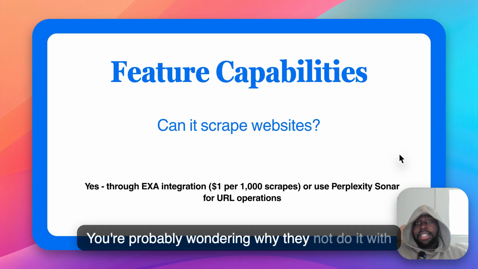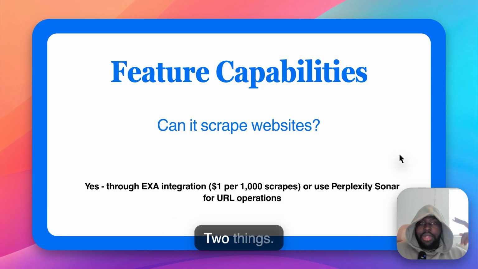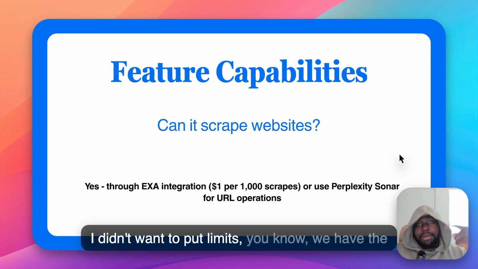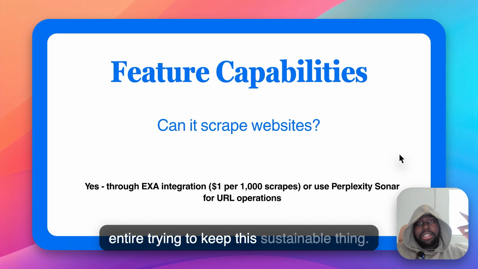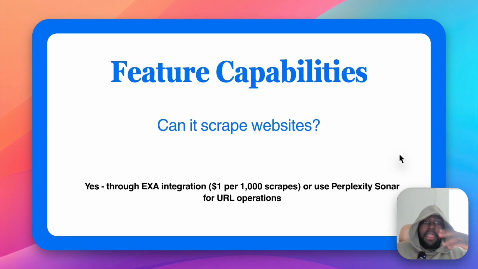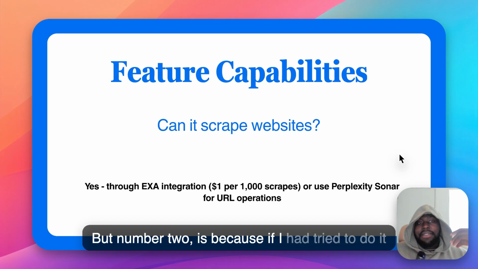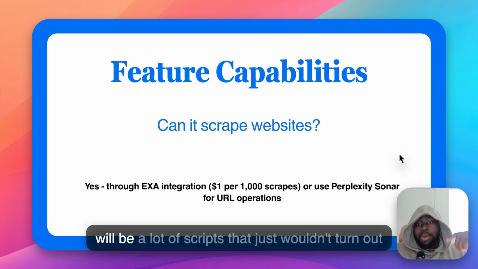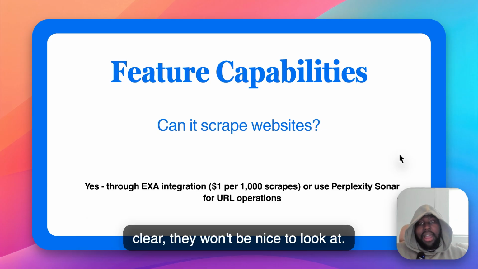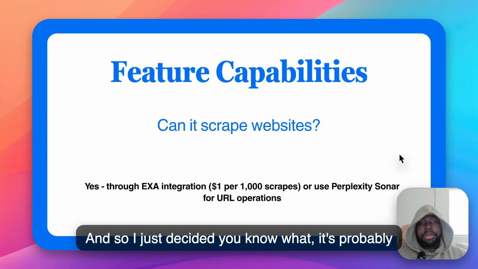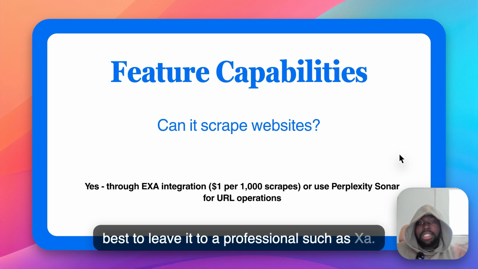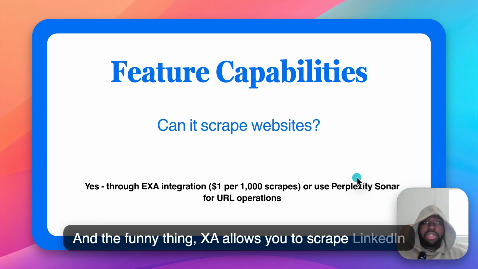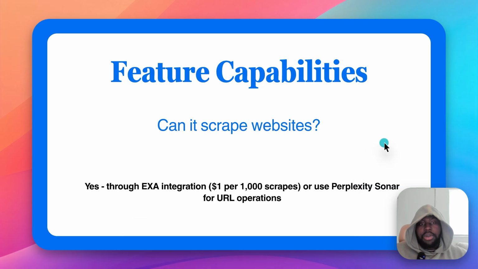You're probably wondering why we don't do it with SheetXAI directly. Two things. First thing is I didn't want to put limits. We're trying to keep this sustainable. But number two is that if I had tried to do it internally with SheetXAI, there would be a lot of scrapes that just wouldn't turn out clear. They won't be nice to look at. So I decided, you know what, it's probably best to leave it to a professional such as Exa. And the funny thing, Exa allows you to scrape LinkedIn profiles. So that's pretty nice too.